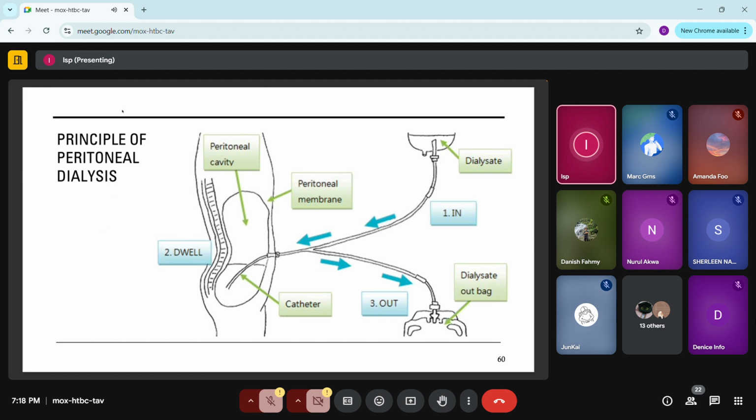The principle of peritoneal dialysis is like this. You have a catheter inside the peritoneal cavity. So you put in a dialysate, usually of higher concentration. Your peritoneal membrane itself will be the filtration membrane. So all the unwanted electrolytes or water will diffuse through the peritoneal membrane into the peritoneal fluid, and the peritoneal fluid will flow out through the catheter.